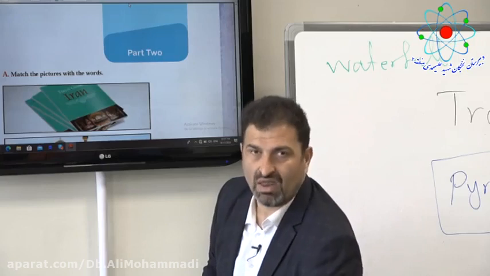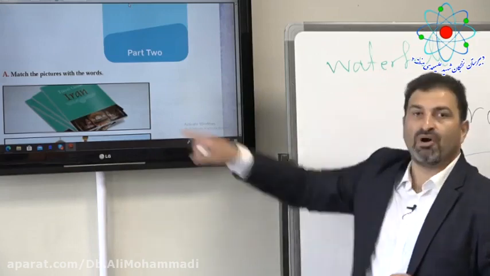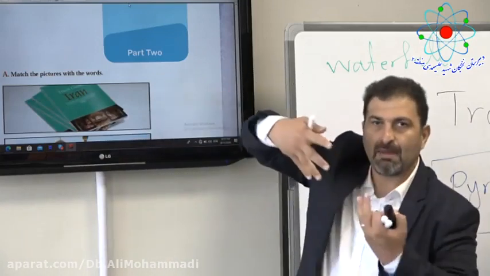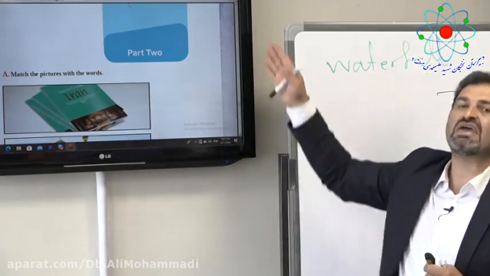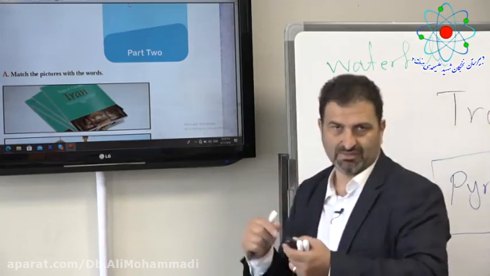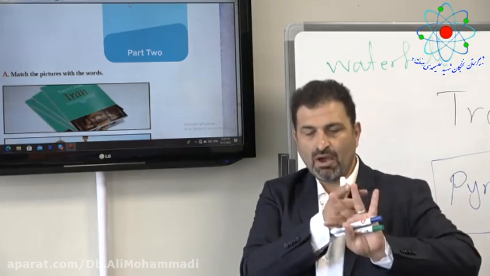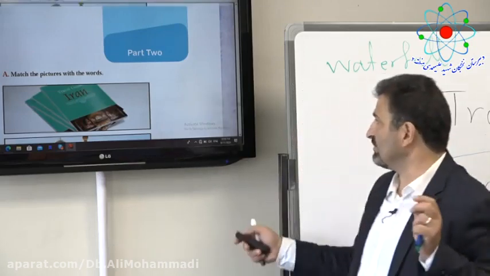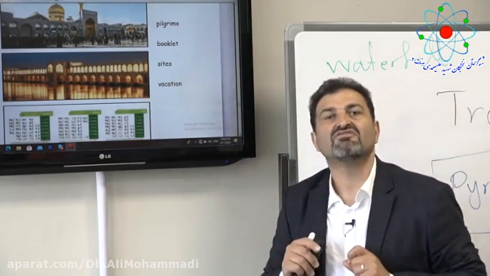Page 101 of your book, look at that. Part 2, exercise A, it's a matching exercise again. Match the pictures with the words. You have a number of words and a number of pictures. Have a look at this page and try to match them together. So you see your words are pilgrims, booklet, sites, and vacation. You see them, look. Pilgrims, booklets, sites, and vacation.